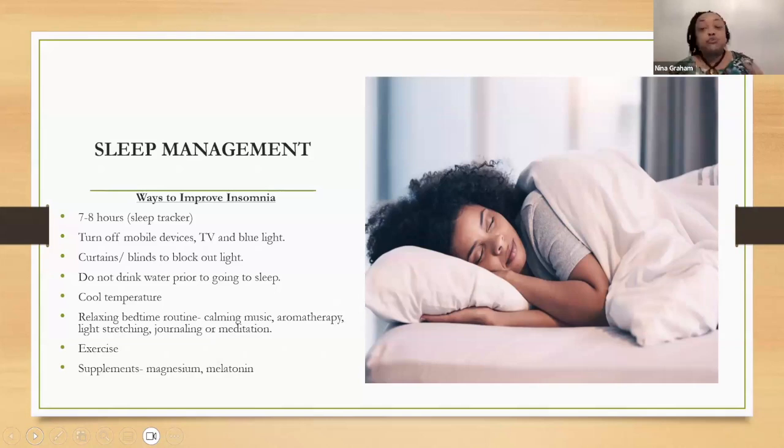Sometimes you're sleeping, but you're tossing and turning and you're not really in deep sleep. Make sure that your room environment is conducive. You have good sleep hygiene. Turn off all the mobile devices and TV and blue light. Make sure you have curtains that block all the light. Don't drink before bed. You could end up having to use the bathroom, and it's interrupted.